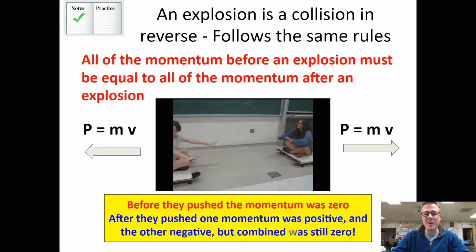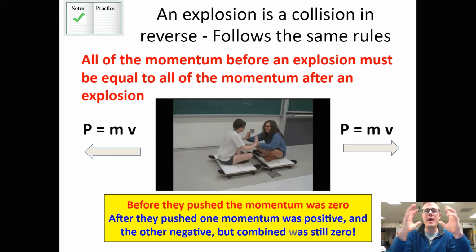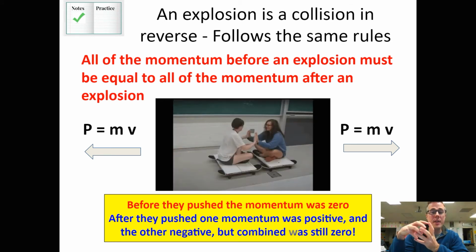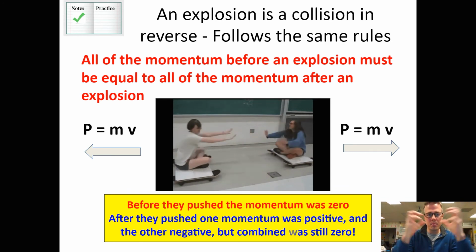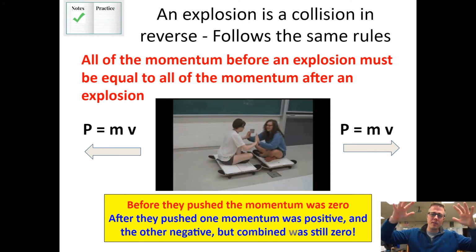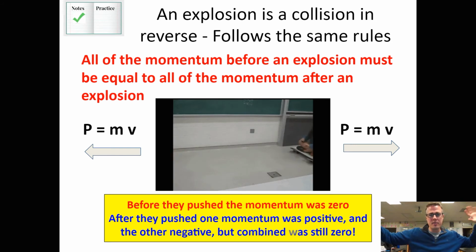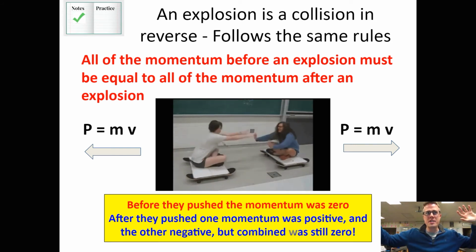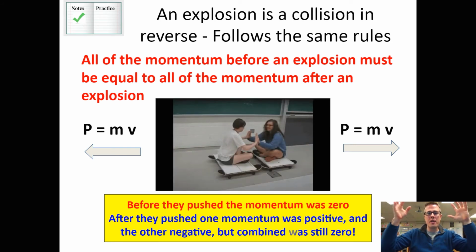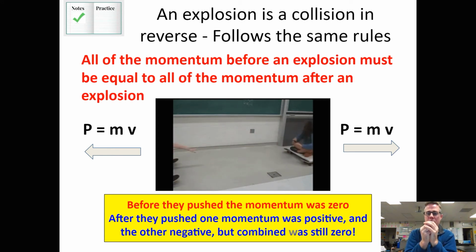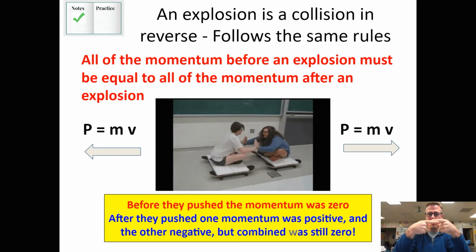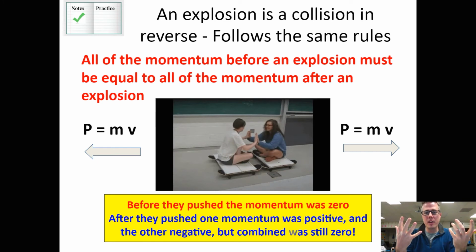An explosion is a collision in reverse. Imagine that you had a slow motion video of a grenade blowing up. You could imagine all of those parts and pieces flying out in all sorts of different directions. Pretend like you could watch that thing in reverse. You would watch all the little pieces come flying back together and form a grenade again. That's all the pieces coming together. That's what a collision is.